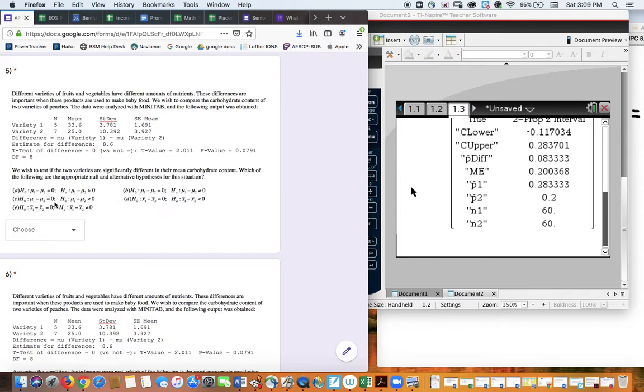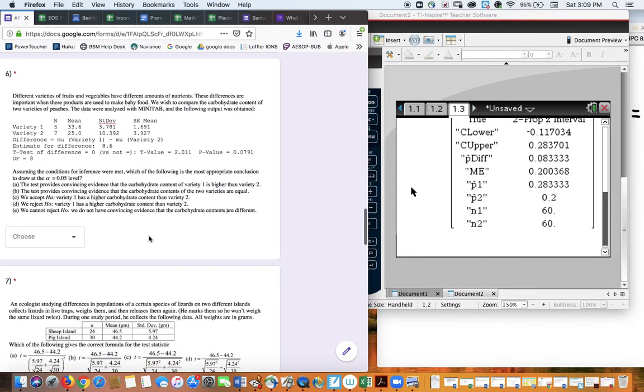If you look at A, B, and C, the null hypothesis is the same for all of those, so it boils down to the alternative, whether it should be greater than, less than, or not equal to. We got to read the question carefully. We want to test if the 2 varieties are significantly different in their mean carbohydrate content. So we're looking to see if there's a difference. It doesn't claim that one is higher than the other. Since we're just looking for a difference, the correct answer would be B. Not equal to means there's a difference. The null is saying there's no difference. The difference is 0. The alternative is saying there is a difference.